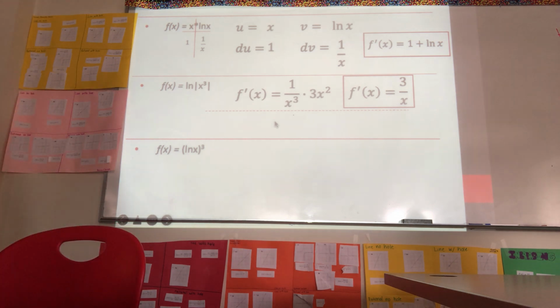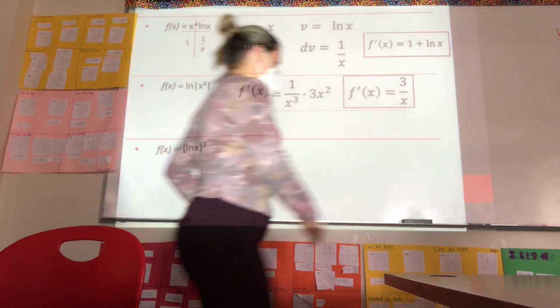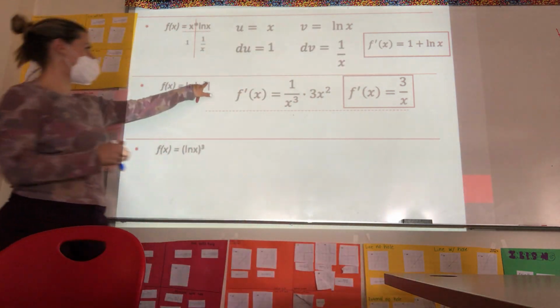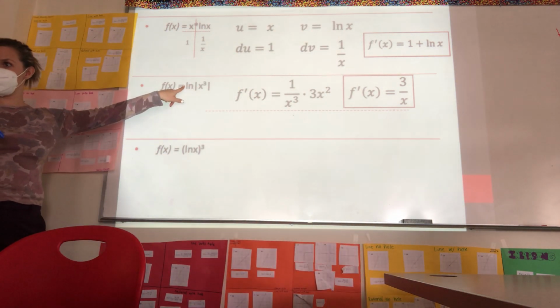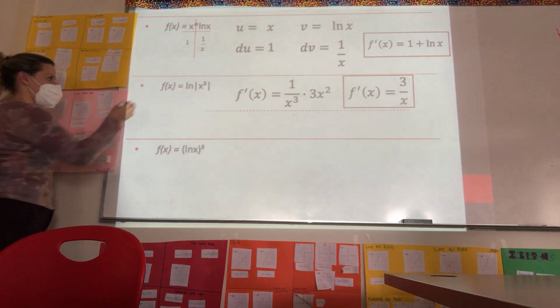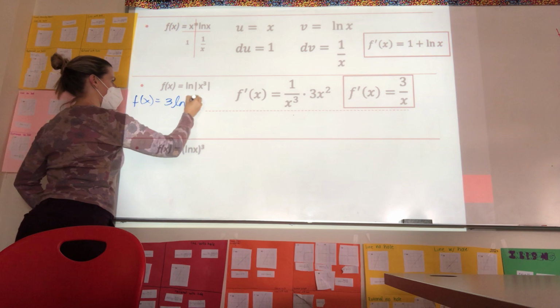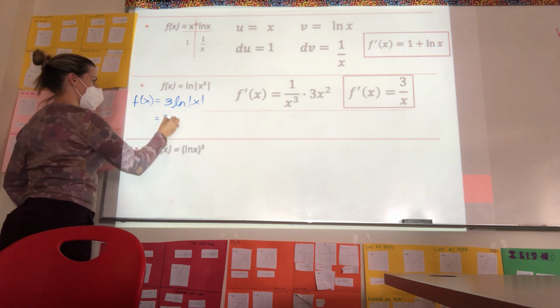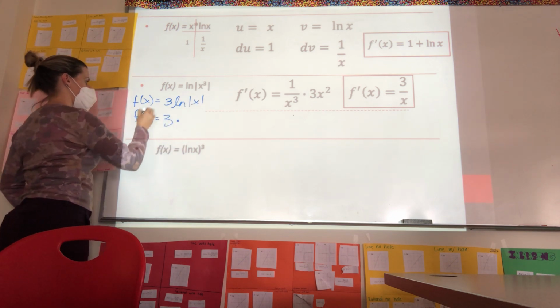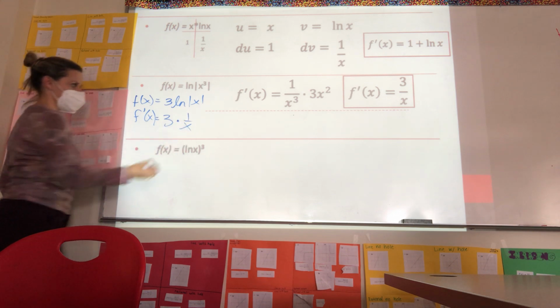Okay, I want to show that you could apply a log rule. So this 3, remember, can come out in front. Remember that? It's the power. So I could rewrite this as 3 ln of absolute value of x. And the derivative would be 3 times 1 over x, right?